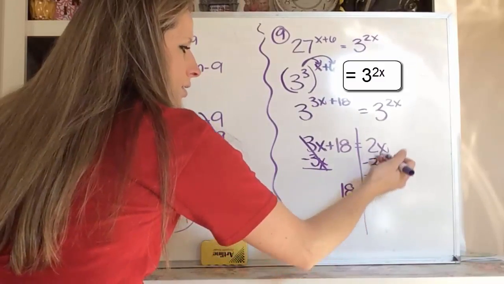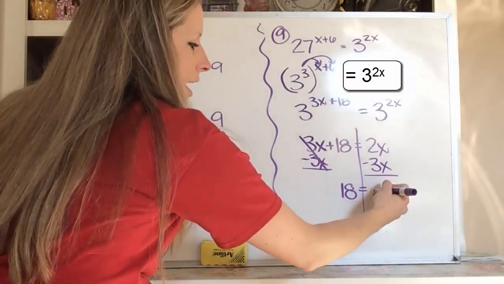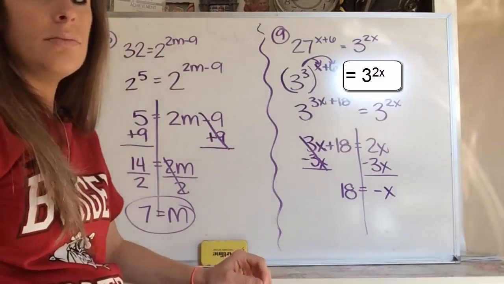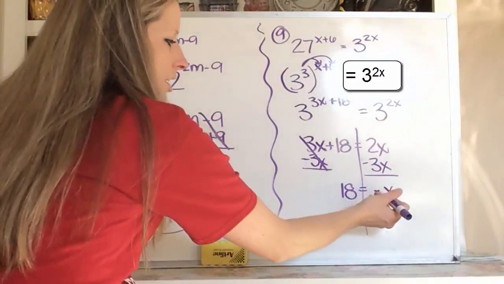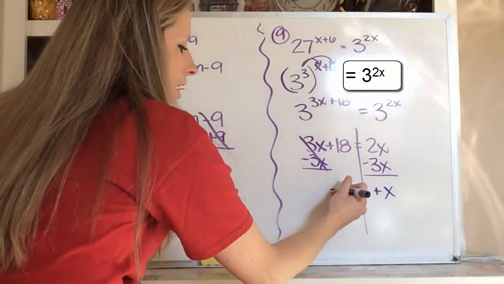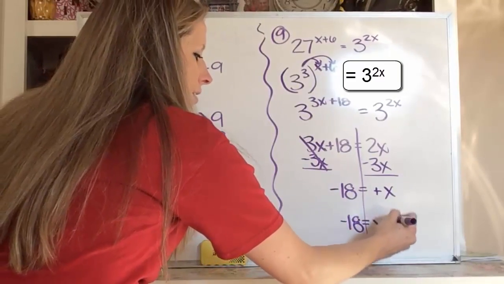So you have 18 equals 2x minus 3x gives me negative 1x, or just negative x. And I need my x to be positive. So I'm going to change the sign of that x. But if I do that, I have to change the sign of the other side too. So x equals negative 18.